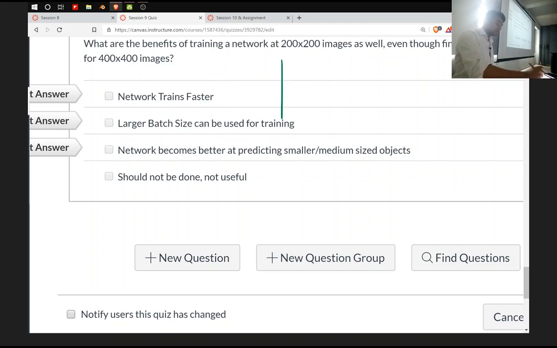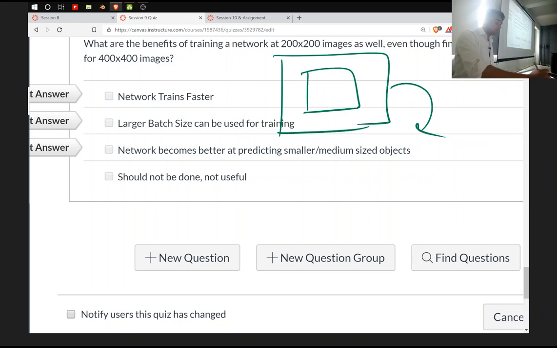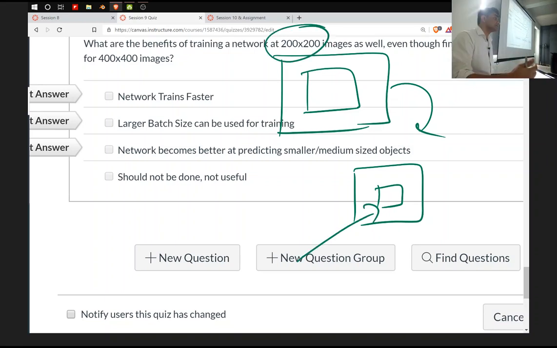Okay. Now, this is an image. Inside the image, my object is this big. If I scale my image, the image becomes this big, and my object becomes this big. Which means if I train my network on 200 cross 200, I'll be training it on this kind of object size. Yes? And if I'm training my network on this kind of image, it is going to run 4 times faster than this network.